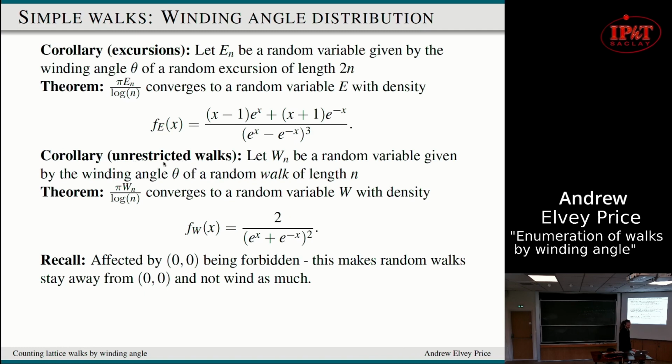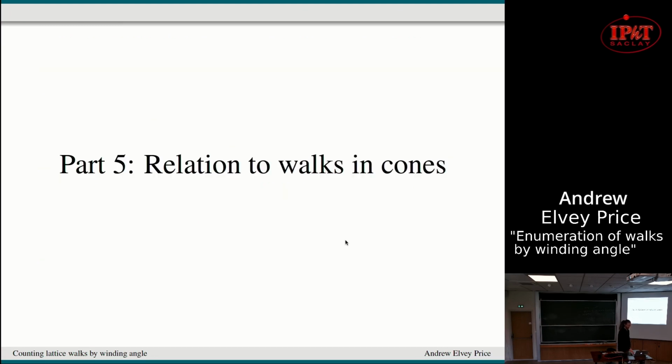And then for unrestricted walks, this is the claim that I said at the start, which is that we get the same behavior as for Brownian motion avoiding some disk. And this was also noticed by Bud in his work. So we get exact results for the density of the limiting distribution for winding angle for both excursions and unrestricted walks. Okay, so this was just a bonus part that I didn't think I would have time for, and indeed I don't.